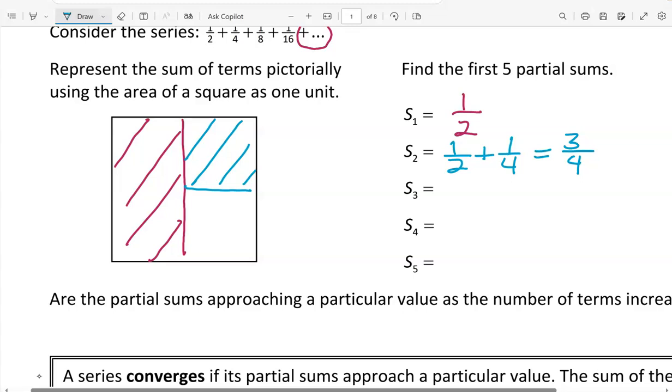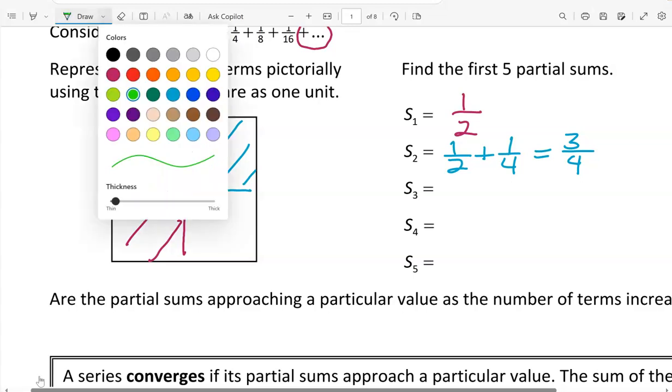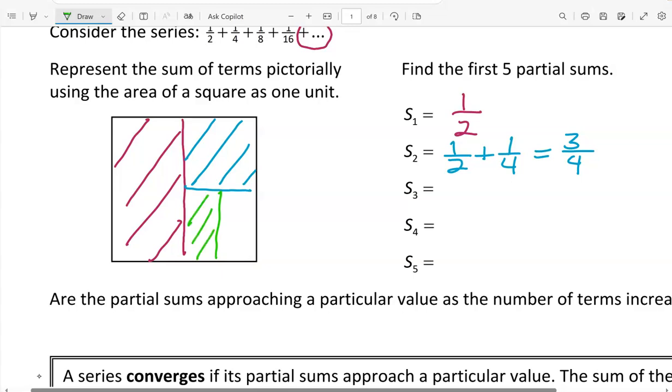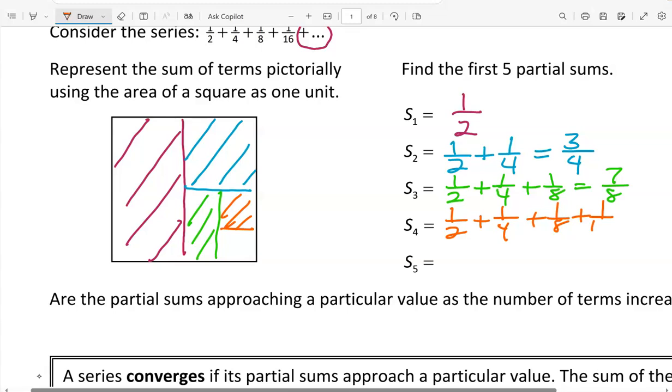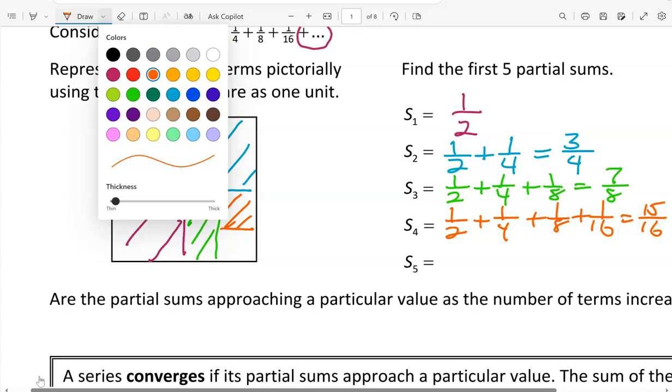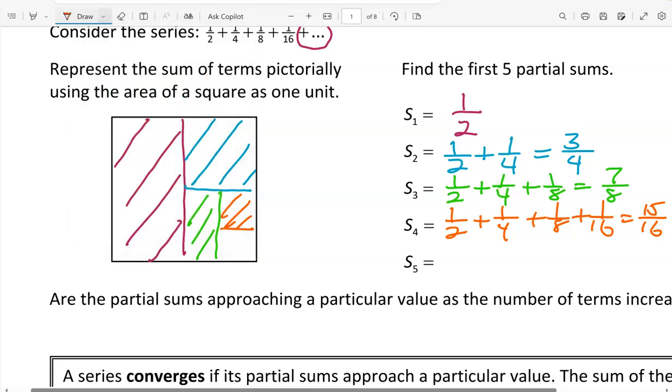The third partial sum, we're going to add an additional term of 1/8. So I'll shade in 1/8, and the third partial sum is 1/2 plus 1/4 plus 1/8, which equals 7/8. And then adding another term, 1/16, the fourth partial sum is 1/2 plus 1/4 plus 1/8 plus 1/16, which is equal to 15/16. Now we can extend that to the fifth partial sum without a whole lot of effort, and we know that the result is going to give us 31/32.